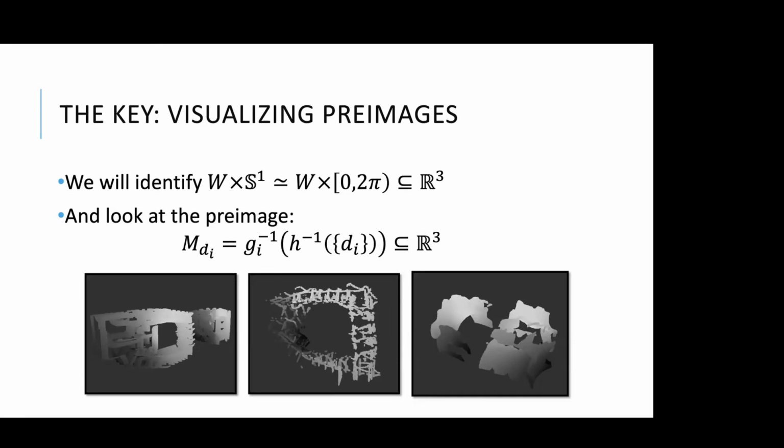And just for simplicity, and to be able to visualize and analyze the geometry here, we're going to identify the rotations, because the rotations are points on the circle with the angle of rotation. So everything can be embedded in three-dimensional space. We're going to try to understand how these preimages look. And then using this school of thought of visualizing those preimages, we can actually get an algorithm to do that kind of localization.